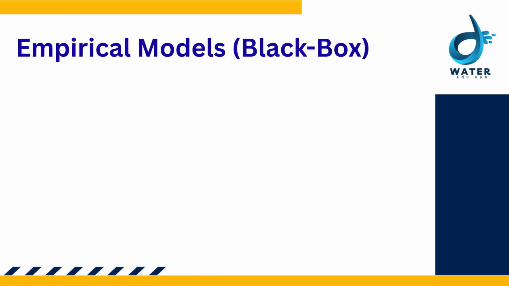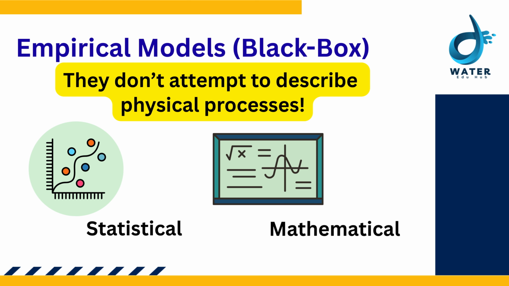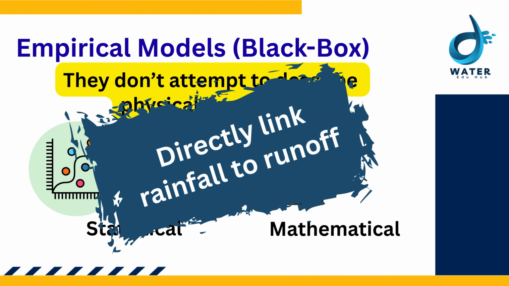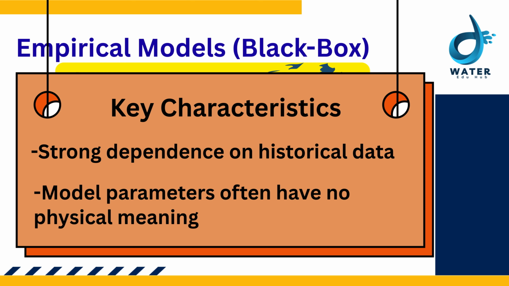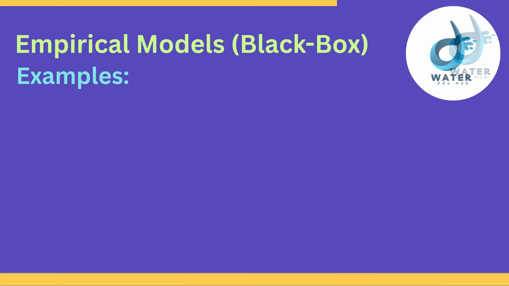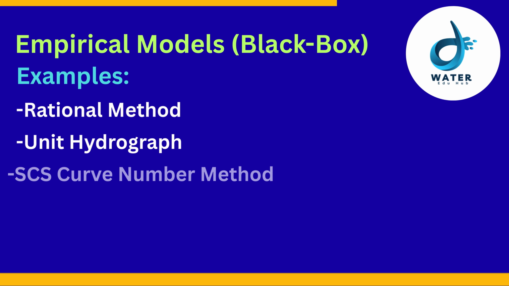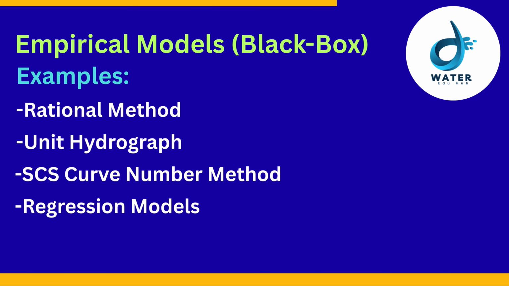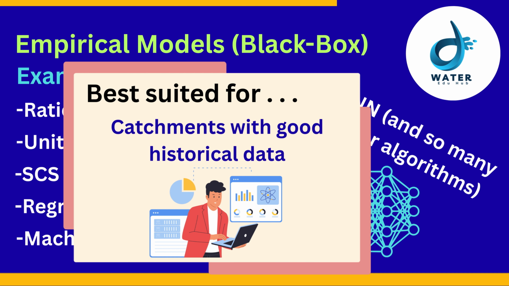Empirical models do not attempt to describe physical processes inside the catchment. Instead, they rely on a statistical or mathematical relationship that directly link rainfall to runoff. The key characteristics of this type are its strong dependence on historical data and the fact that the model parameters often have no physical meaning. Examples of this type are rational method, unit hydrograph, SCS curve number method, regression models, and machine learning tools such as artificial neural networks.